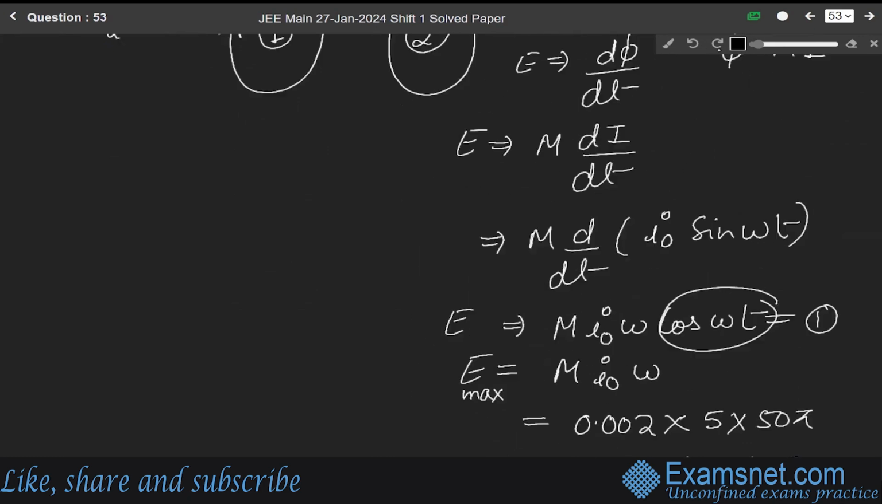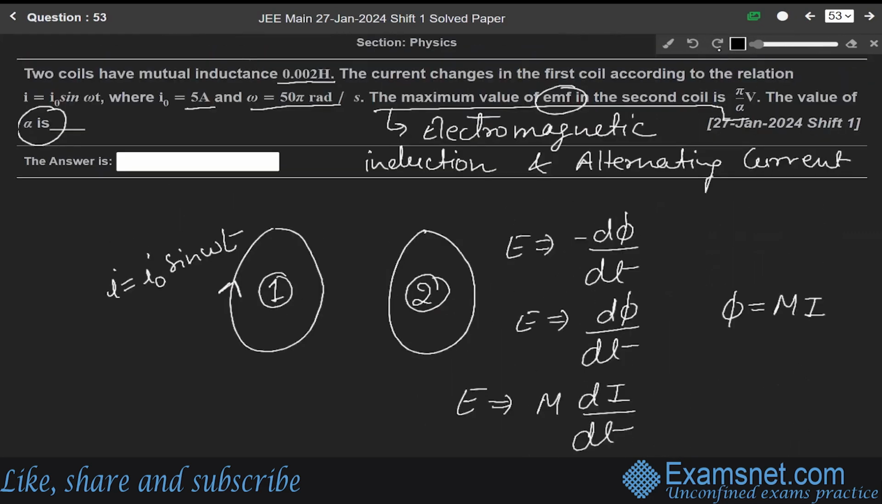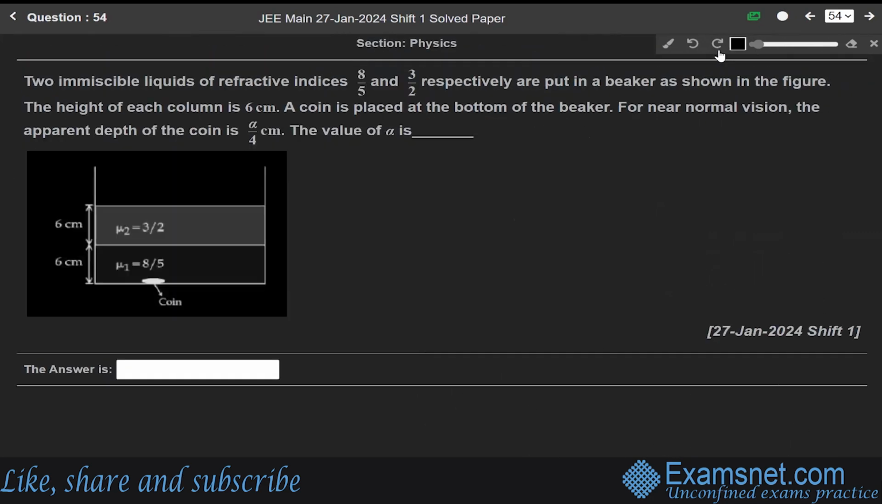Okay. This is our final answer. Now next question, question number 54. This question says that two immiscible liquids of refractive indices 8 by 5 and 3 by 2 respectively are put in a beaker as shown in the figure.